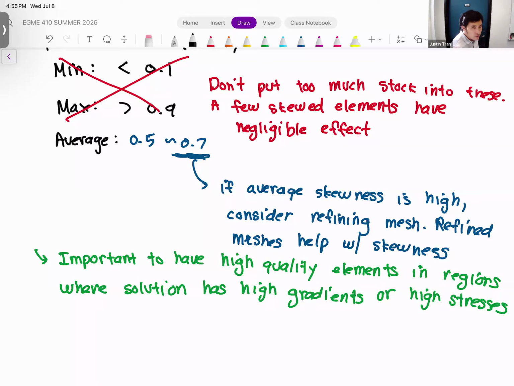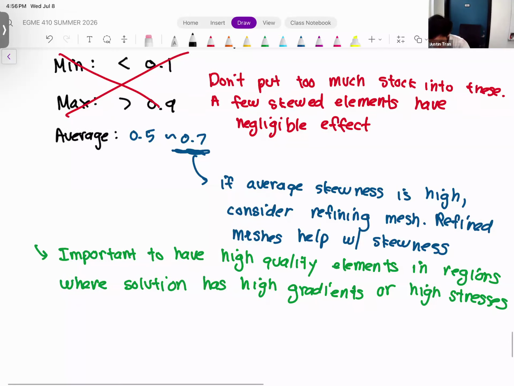All right, and so ANSYS also gives you the option to help you identify the regions of high skewness. Okay. Another metric, or another way that ANSYS shows the mesh quality to you, is that it also gives you a histogram. Okay.